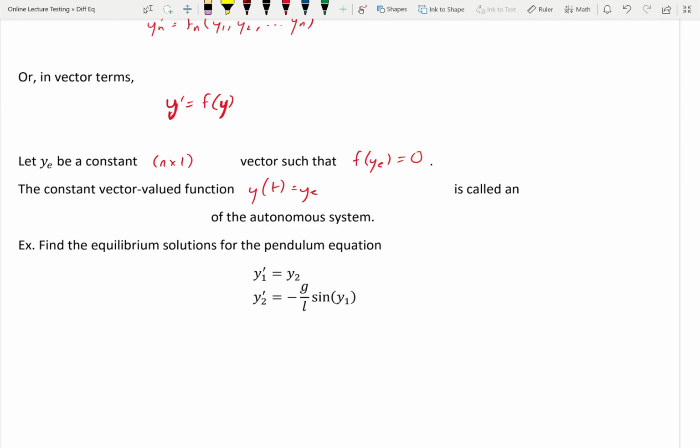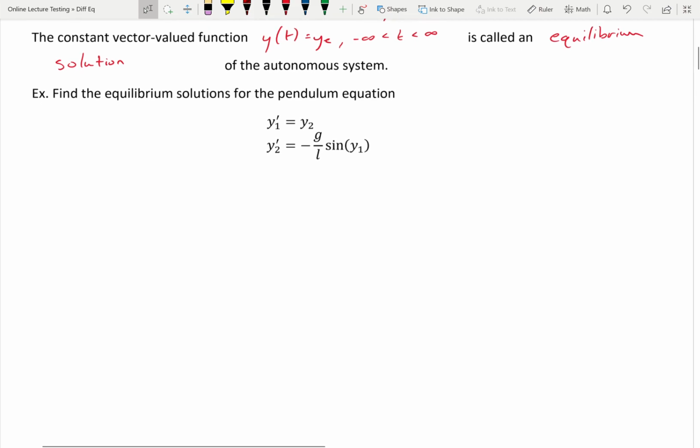Let's write that out slightly differently. We're talking about t, even though we technically do not have t in our functions, but we're still talking about the t-axis for this. This is called an equilibrium solution of the autonomous system.